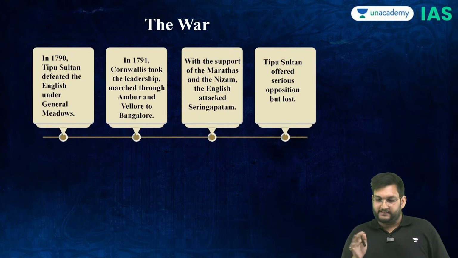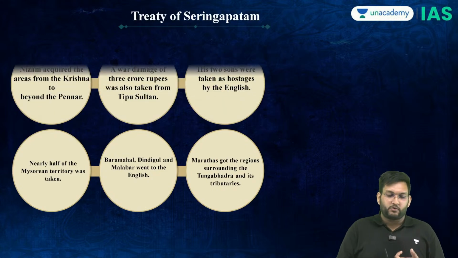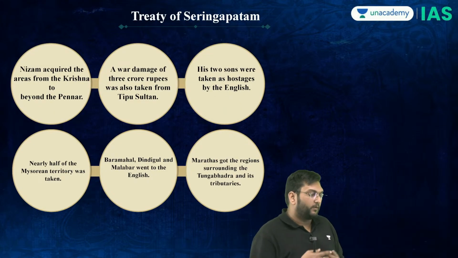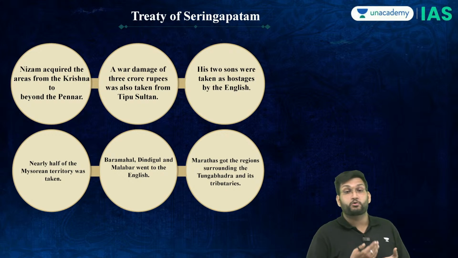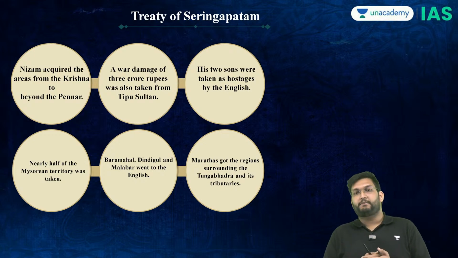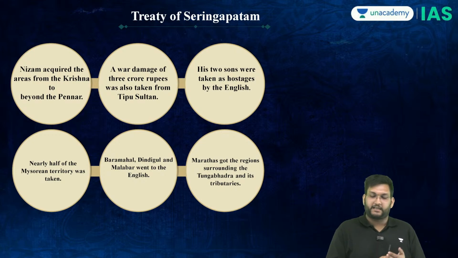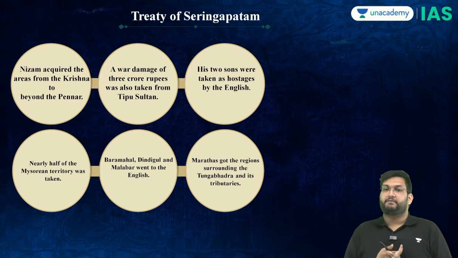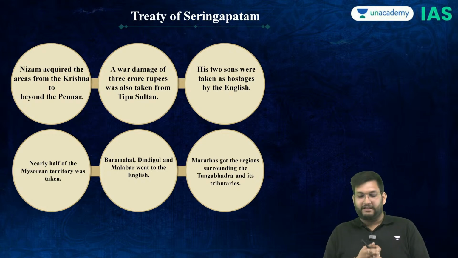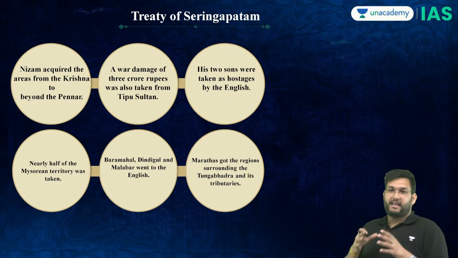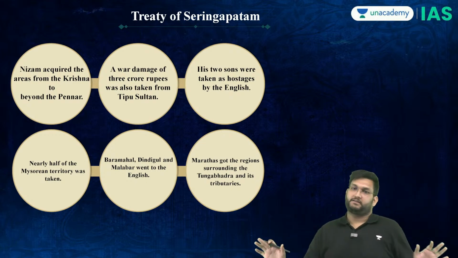The idea was very simple. Nizam got the areas between Krishna and Pennar River. The war damages were 3 crore rupees. 2 of his sons were kept as hostage. Nearly half of the Mysorean territory was taken. Barmal, Didugal and Malabar went to the English, and the Marathas took the areas in and around the Tungabhadra and its tributaries. Basically, the cake was cut and divided amongst the victors.